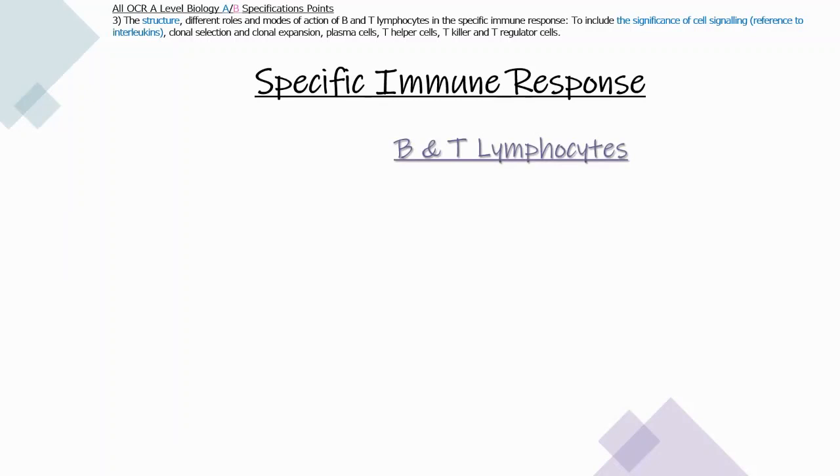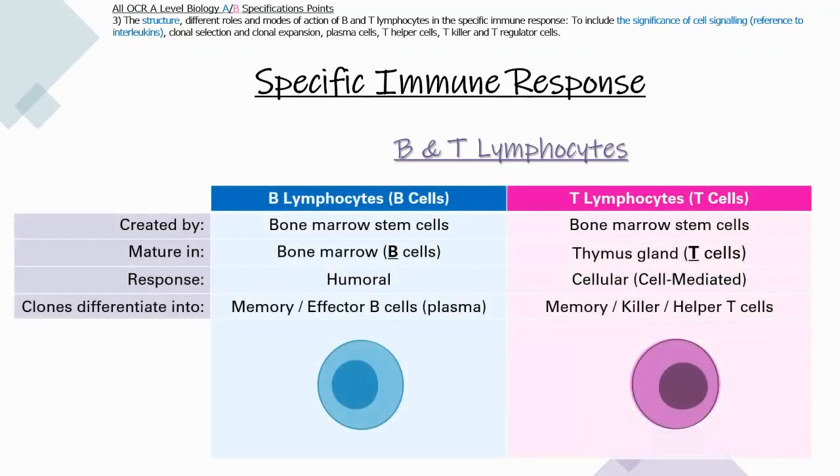We're now going to discuss this specific immune response, and this involves B and T lymphocytes, which are more colloquially known as B and T cells. So B cells and T cells are both created by bone marrow stem cells. The difference is B cells mature in the bone marrow and T cells mature in the thymus gland, hence B cells for bone marrow and T cells for thymus. So the B lymphocytes are generally involved in the humoral response, and T cells are generally involved in the cellular or the cell-mediated response. B lymphocytes can differentiate into memory cells and also effector cells, as well as plasma cells, and T lymphocytes differentiate into memory, killer, and helper T cells.